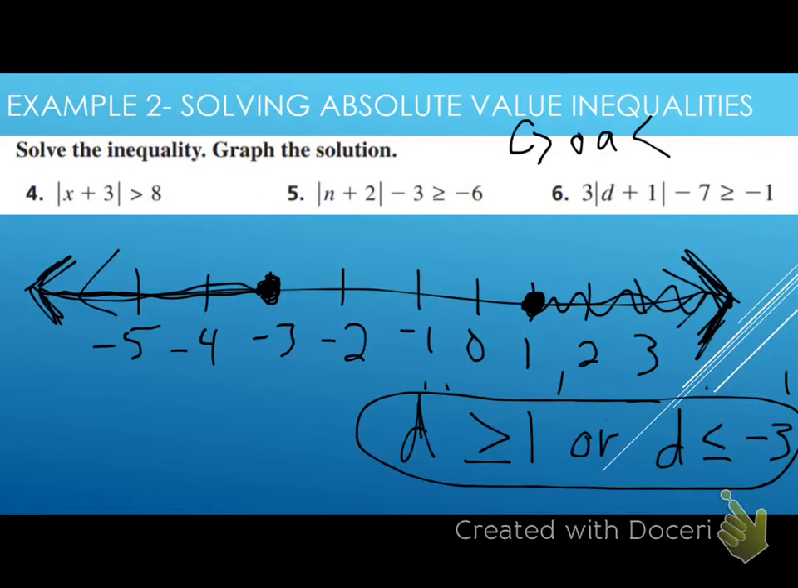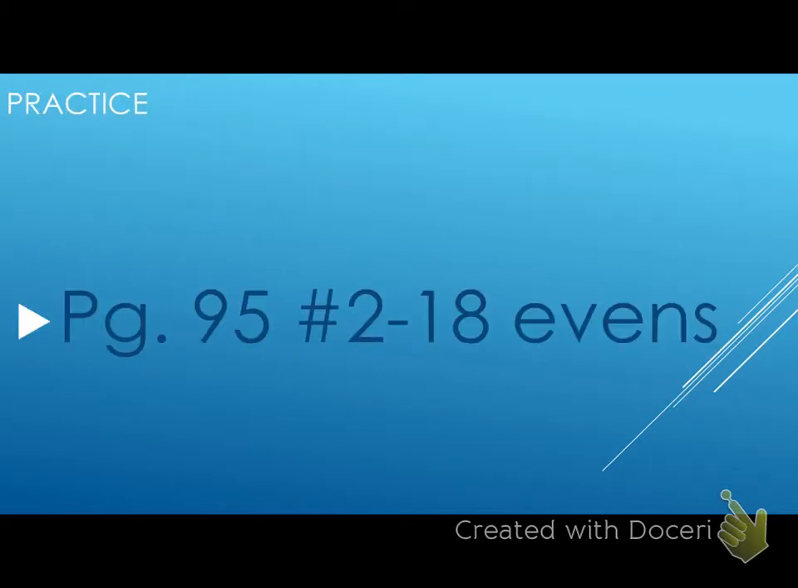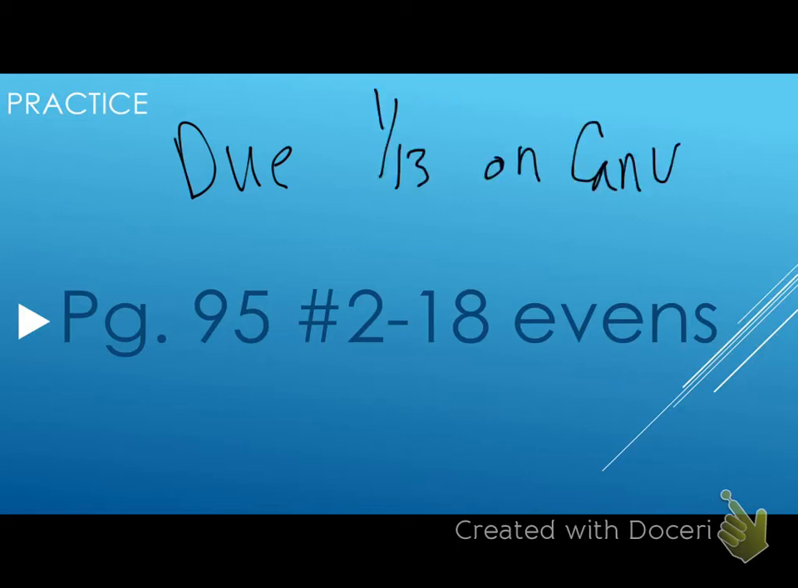Here's our assignment. Page 95, numbers 2 through 18 evens. This will be due tomorrow, the 13th, on Canvas. It's not too many problems. Should be able to knock it out pretty quickly. Are there any questions before I stop the recording?